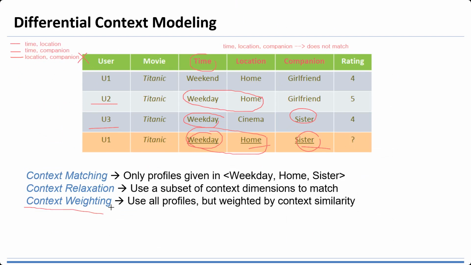And then at the end, we will do the context weighting. Use all profiles, but weighted by the context similarity. I will check the similarity between user 1 and user 3 because they are similar on the time and companion. I will use the similarity between user 1 and user 2 because they are similar on the time and location. And I can again do the calculation.